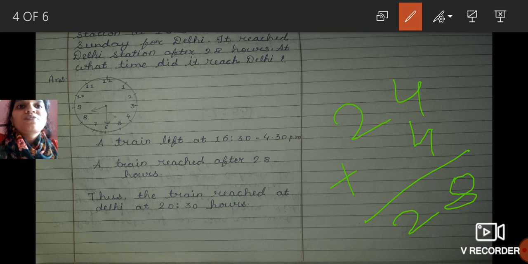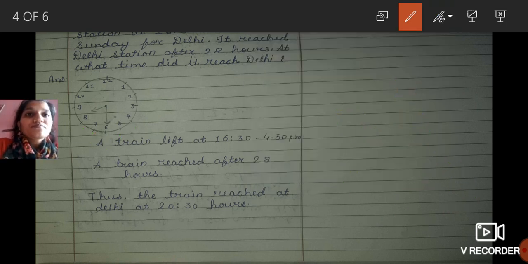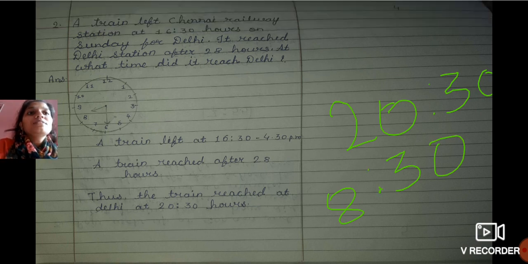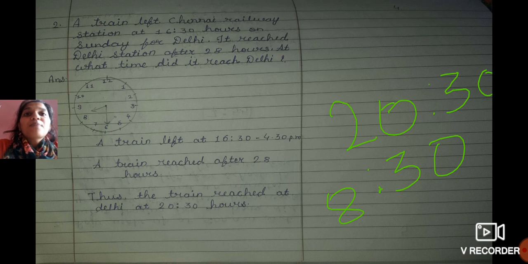4:30 plus 1 hour is 5:30, 5:30 plus 1 hour is 6:30, that is 2 hours, 6:30 plus 1 hour is 7:30, that is 3 hours, and 7:30 plus 1 hour is 8:30, that is 4 hours. Thus the train reached Delhi at 20:30 hours. Now 20:30 hours means 8:30. That means a train reached Delhi at 8:30.